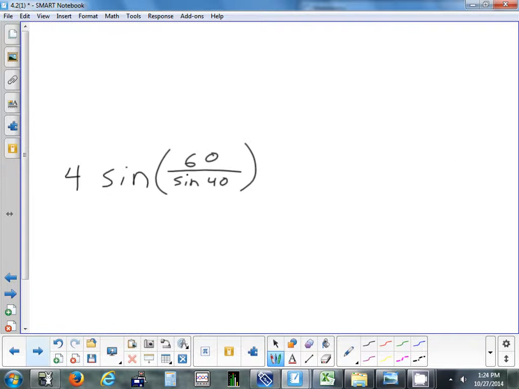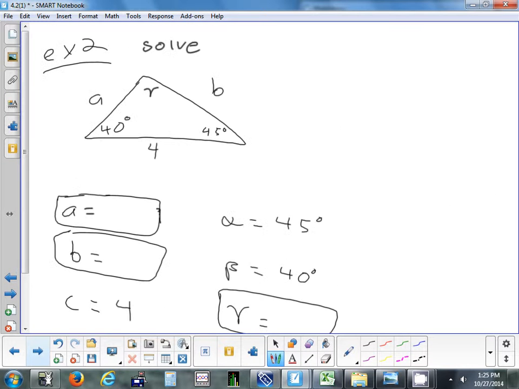Okay, let's look at the next thing. This one is not angle, angle, side. Okay, what type is this one? This is angle, side, angle. This time the side that you know connects the two angles.